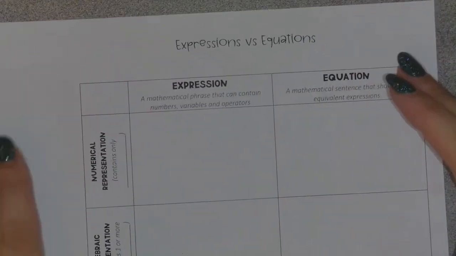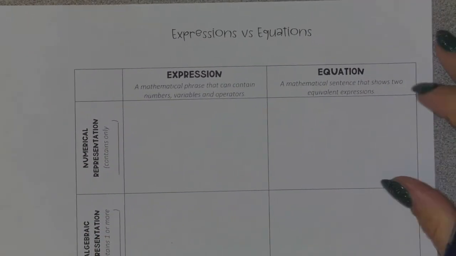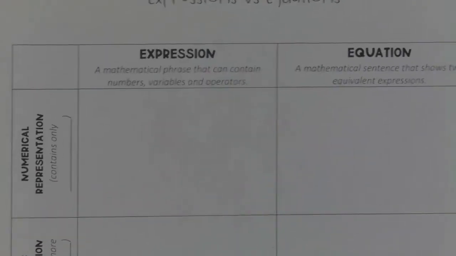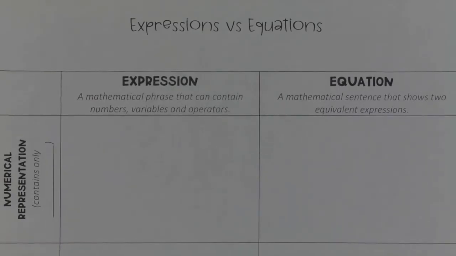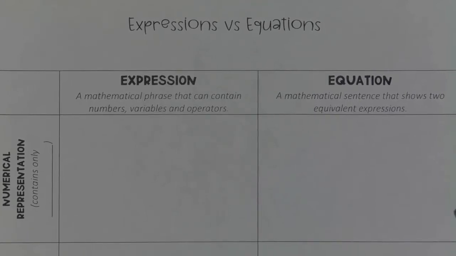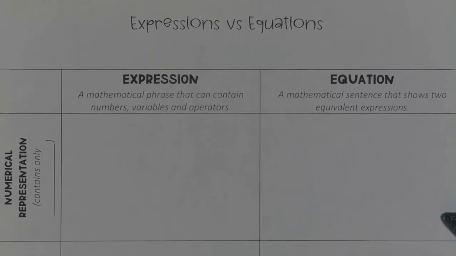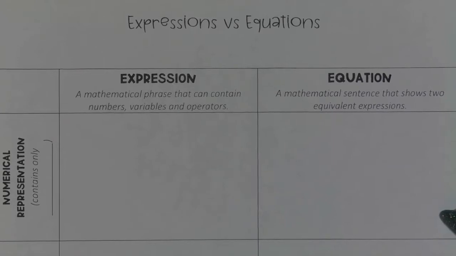Okay, so today we're talking about the difference between an expression and an equation. When we talk about an expression, its official definition is a mathematical phrase that can contain numbers, variables, and operators. And an equation is a mathematical sentence that shows two equivalent expressions.